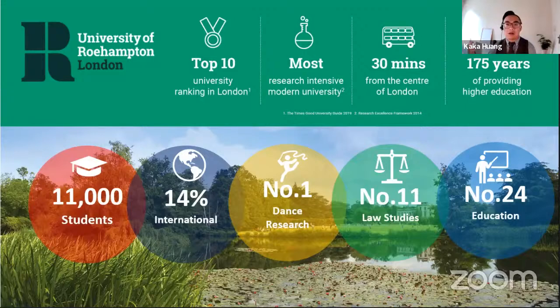For example, our language department, and we're also known for our dance faculty. Actually, our dance research is ranked number 1 in the world. That speaks very loudly about our research capacity as a university. So we've talked about the location advantage, and also something you might not know about University of Roehampton: it is one of the oldest British universities in history.